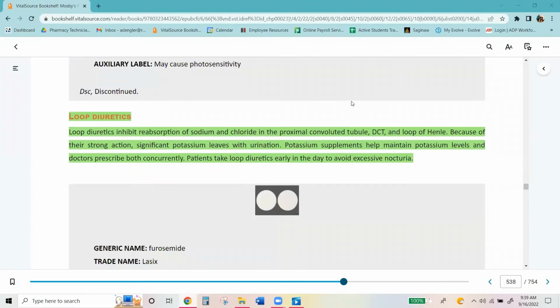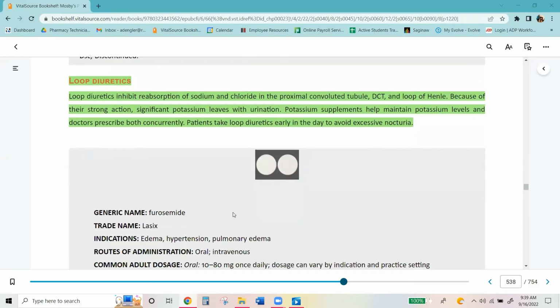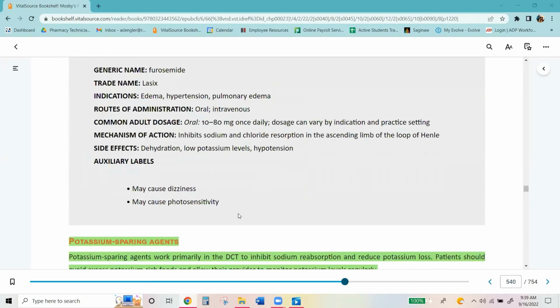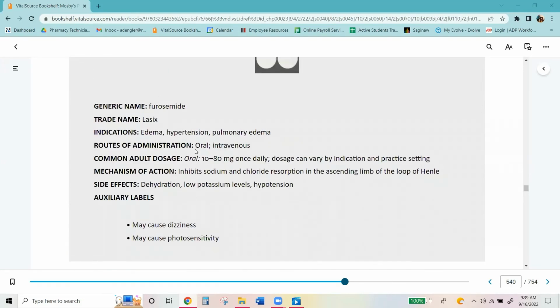Loop diuretics inhibit reabsorption of sodium and chloride in the proximal convoluted tubule, DCT, and the loop of Henle. Because of their strong action, significant potassium leaves with urination. Potassium supplements help maintain potassium levels, and doctors prescribe both concurrently. Patients take loop diuretics early in the day to avoid excessive nocturia, which is urinating at night. So we already talked about Lasix, very common, a loop diuretic indicated for edema, hypertension, and pulmonary edema.